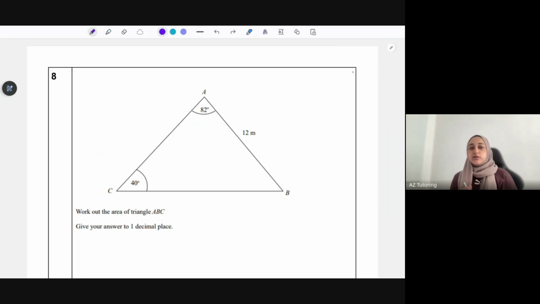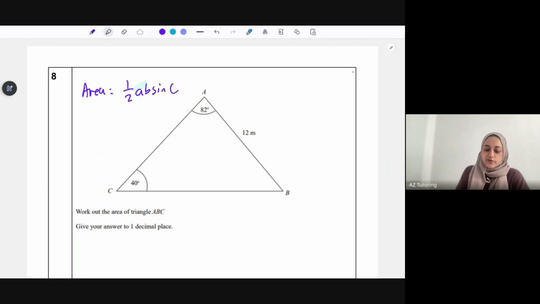Now, it's a non-right angle triangle, so we're using area equals half ab sine C. If I tried to label the triangle, notice how for the area I need 2 lengths. I need a and b. I only have 1 length. I don't have another length. And then sine of an angle, but I've got 2 angles. So I need another length, which is why I can't use this equation yet.